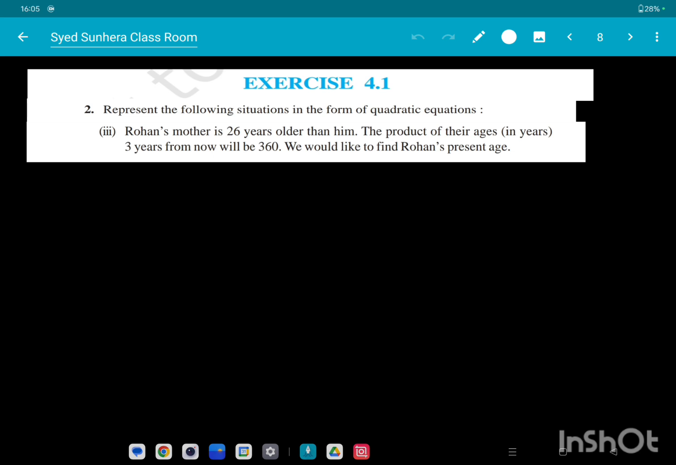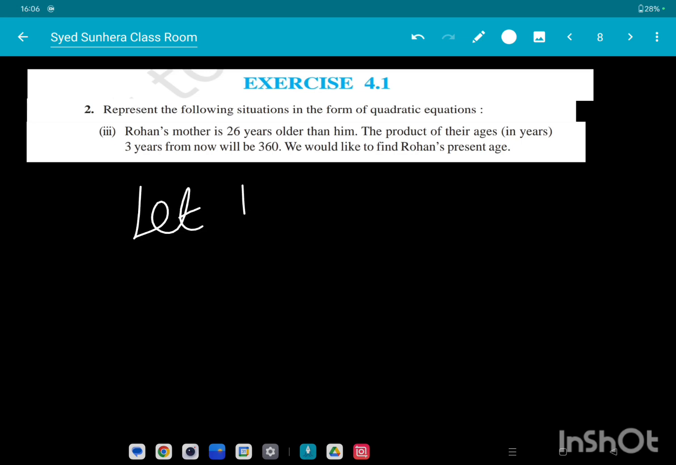Here the question is, Rohan's mother is 26 years older than him. The product of their ages 3 years from now will be 360. We would like to find Rohan's present age. Now, we will write it in a simple way. First of all, we need to understand the question step by step. Rohan's mother is 26 years older than him. Here we need to find Rohan's age.